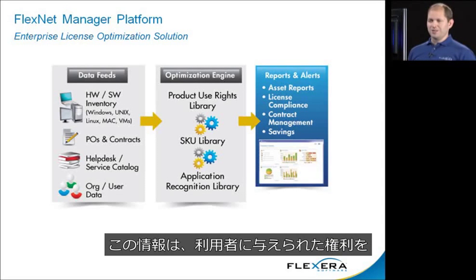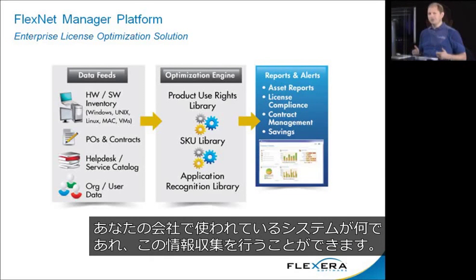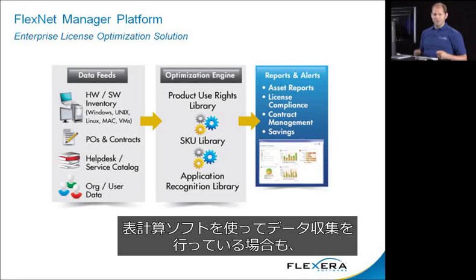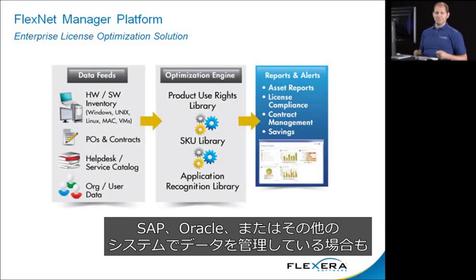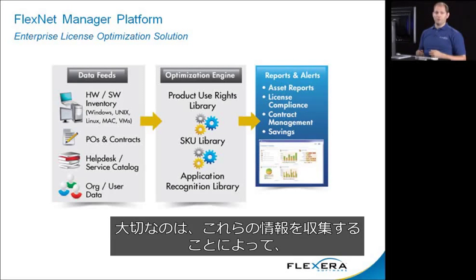And these sources of data help you understand the entitlements of software that you've bought. This could come from any system that you have in your environment. You could be collecting this on spreadsheets, you could be managing it inside SAP or Oracle, or many other systems. The point is, we need to collect the data from the source so we can accurately represent what you've bought from a vendor.